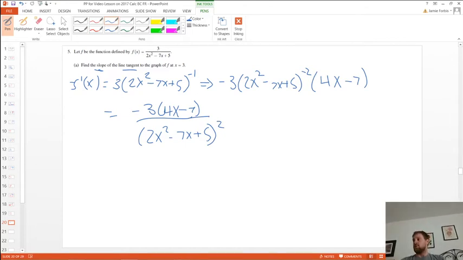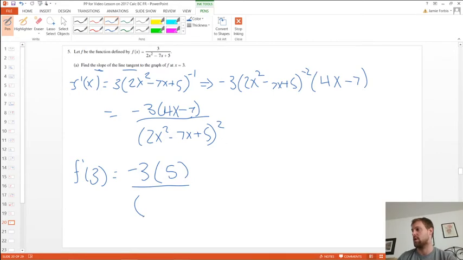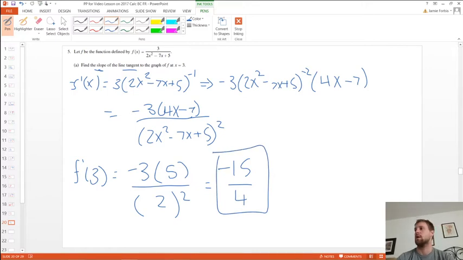Okay, so there's our first derivative. You could have done, again, quotient rule, chain rule, however you prefer it. But all we gotta do is plug 3 into that. So f prime of 3 equals negative 3 times, I think that's 5 on top, and on bottom it becomes 3 squared is 9, 18 minus 21, plus 5, so that'll be 2 squared, I think, on bottom. You can check my math on that. That's negative 15 over 4, and that is the correct answer. Okay, so nothing too terrible about doing that one.